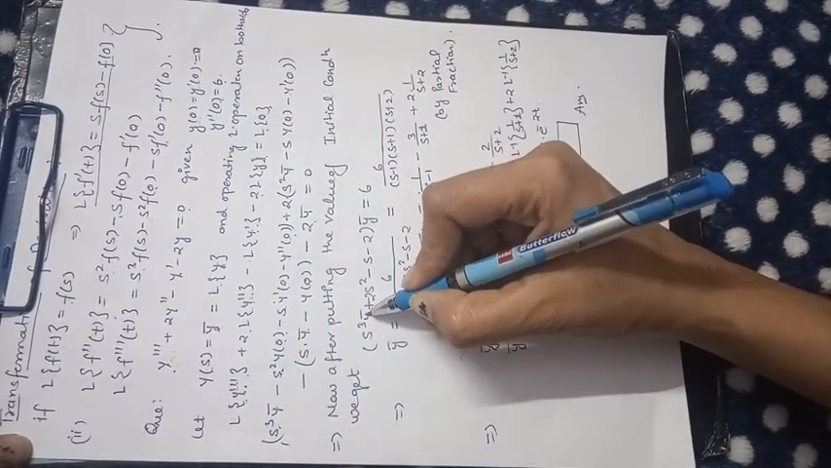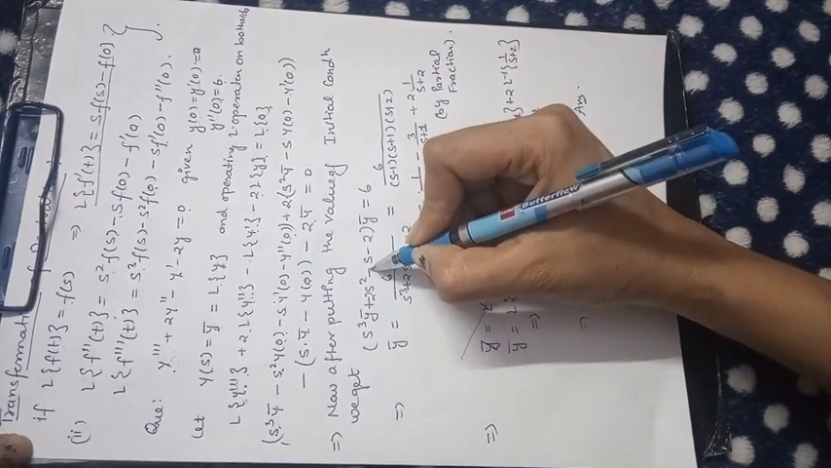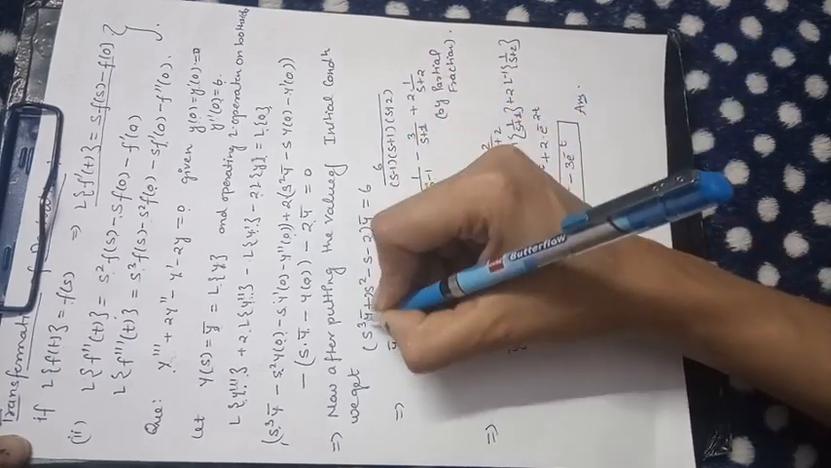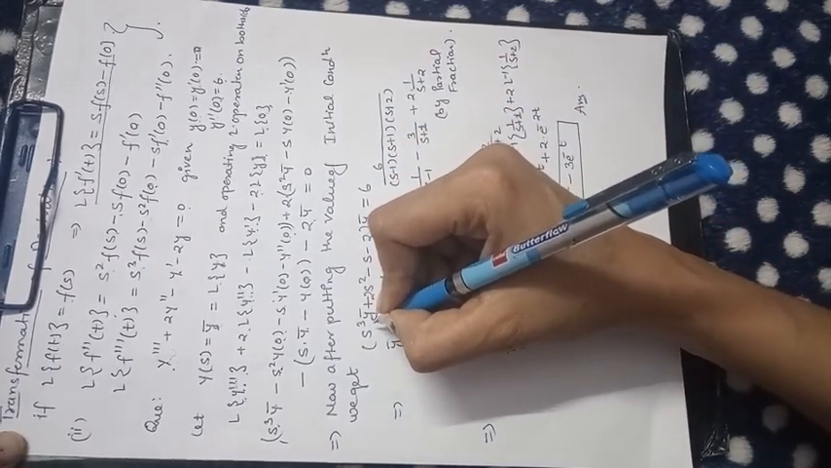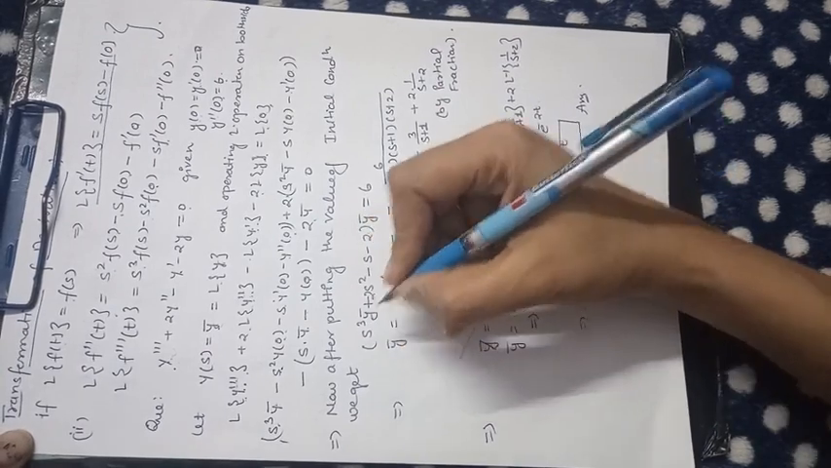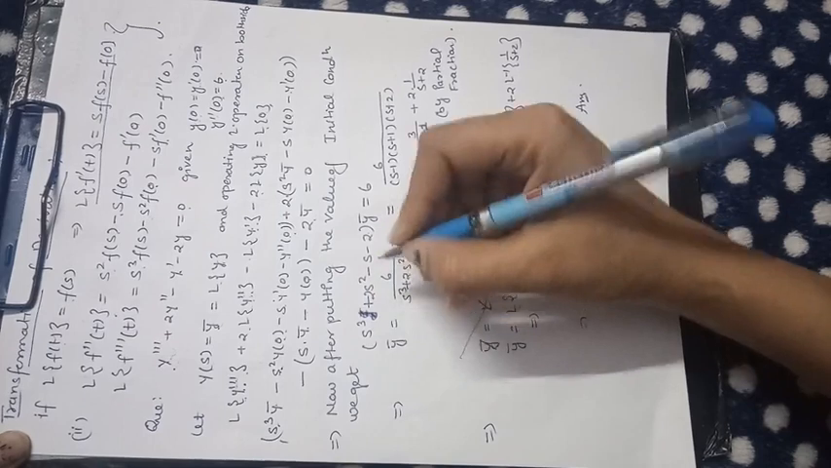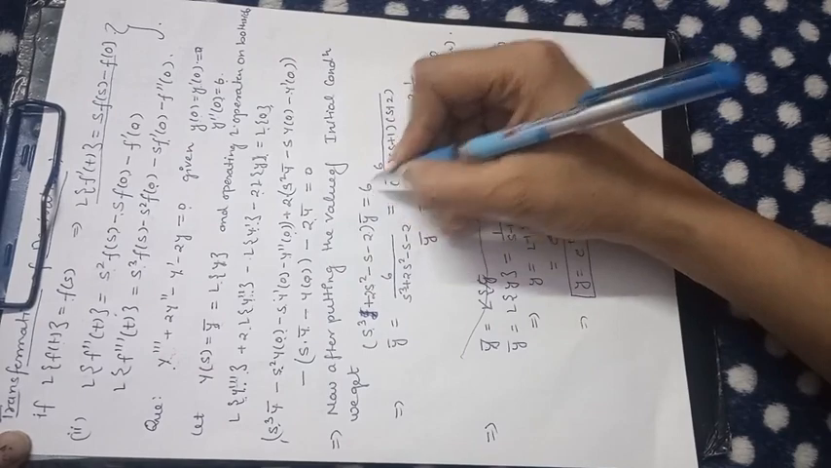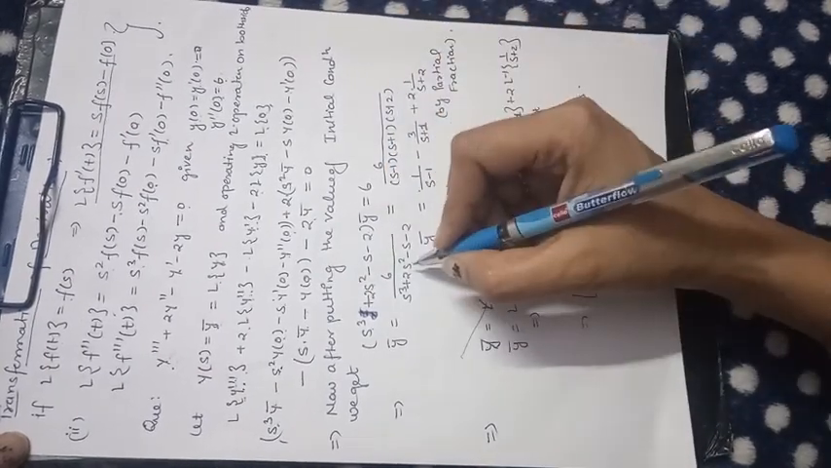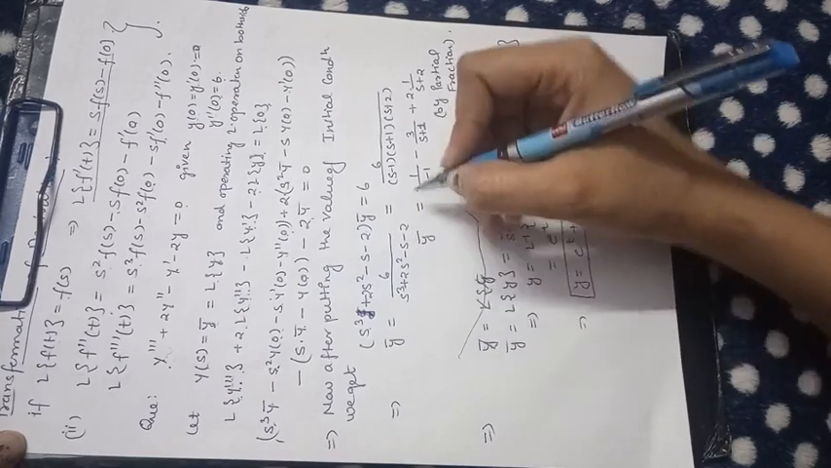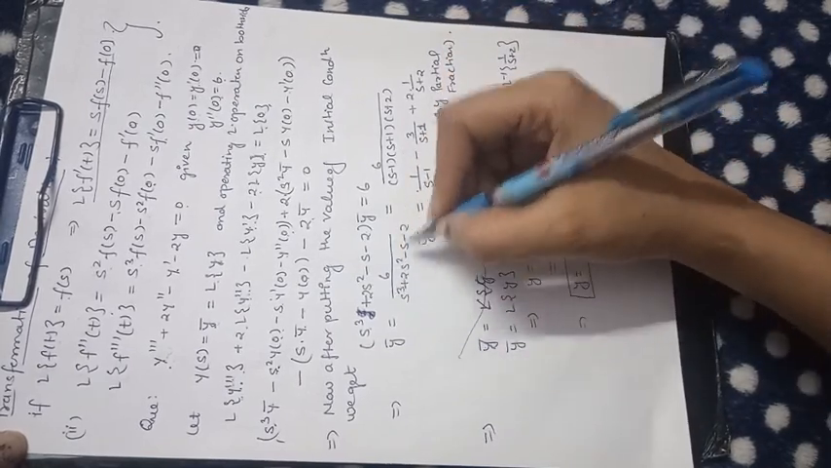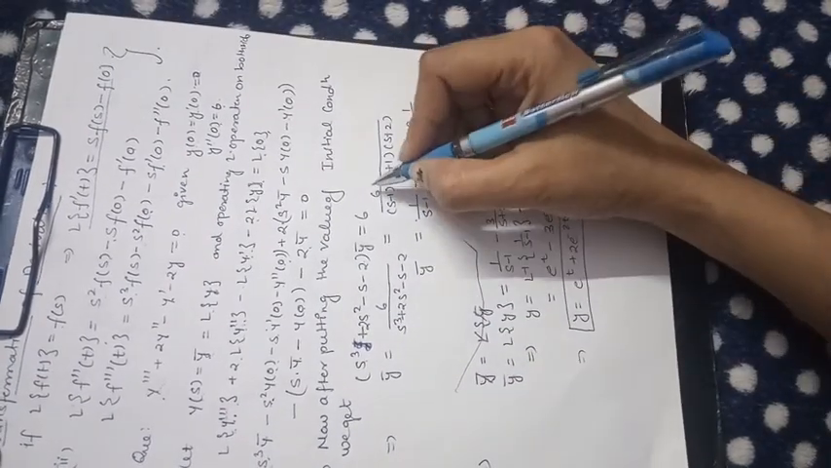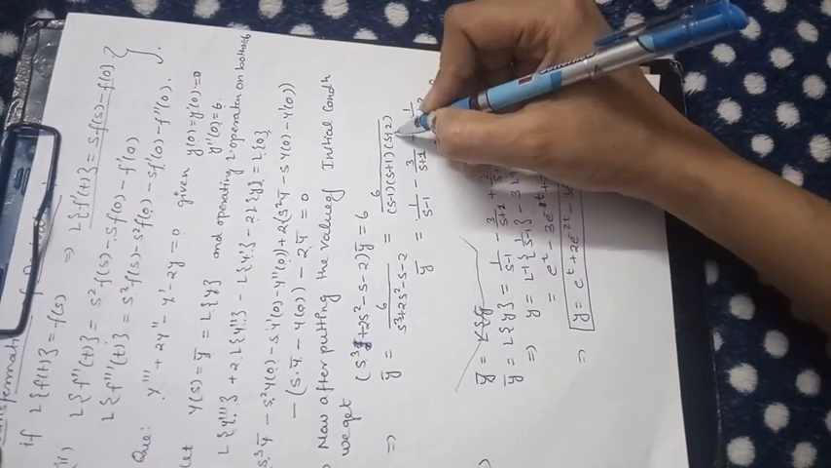After equating this, you will get (s³ + 2s² − s − 2) into y bar is equal to 6. Now divide this: y bar is equal to 6 upon this. After factorization you will get 6 upon (s − 1)(s + 1)(s + 2).